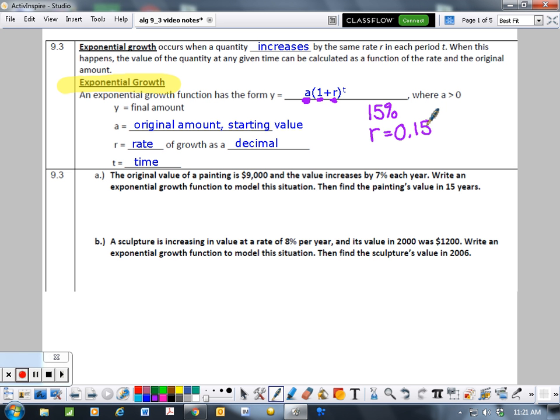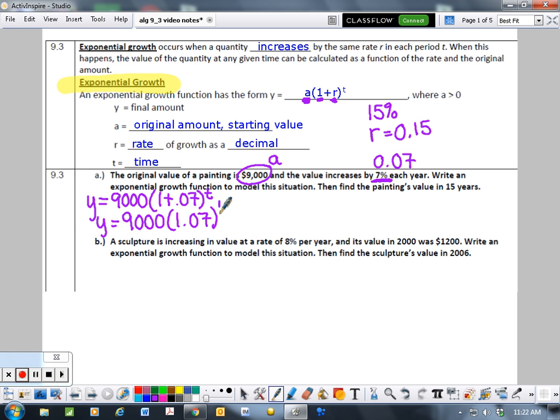So the original value of a painting is $9,000. So this is our A value, our original amount. And the value increases by 7% each year. So 7% is 0.07 as a decimal. Write an exponential growth function to model this situation. Then find the value of the painting in 15 years. So our function y would be equal to our initial amount, 9,000, times 1 plus 0.07 to the t power. So t for time. So really, this becomes y equals 9,000 times 1.07 to the t power.